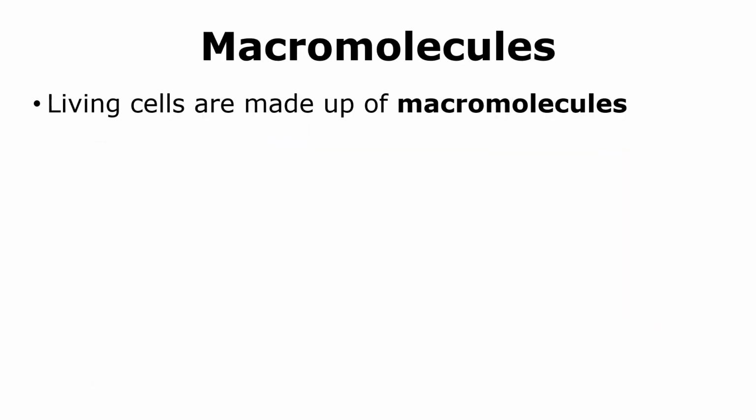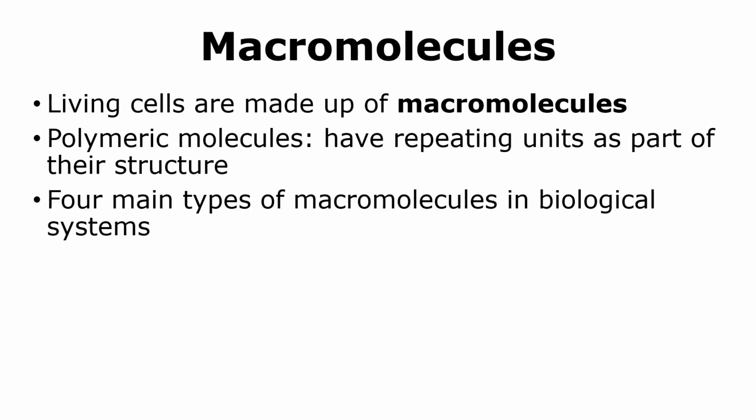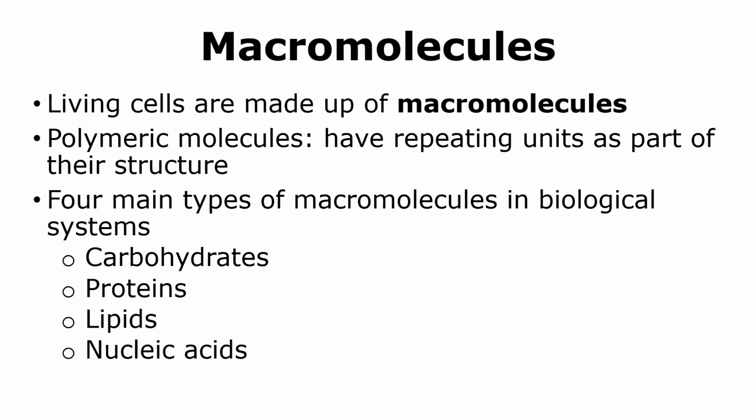Living cells are made up of 4 different types of macromolecules. In many instances, these macromolecules are polymeric in nature, in that they are made up of repeating units that are linked together. Of the 4 main types of macromolecules that we find in biological systems, their names are carbohydrates, proteins, lipids, and nucleic acids. In this talk, we are going to focus on proteins.